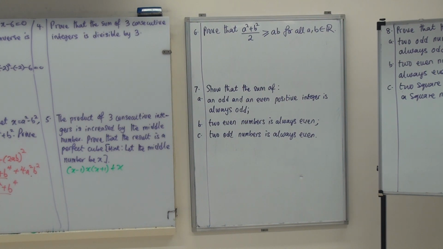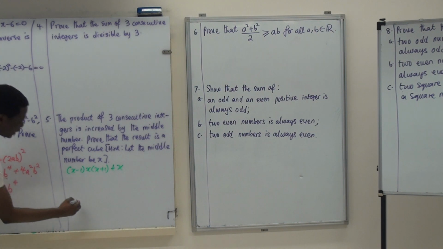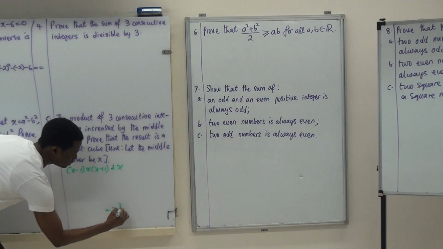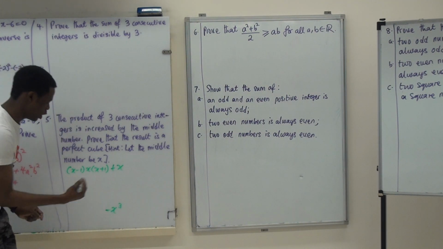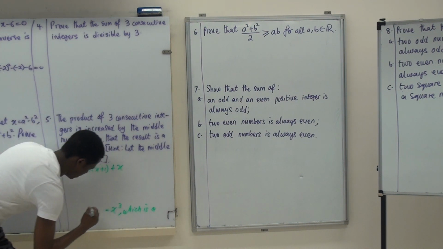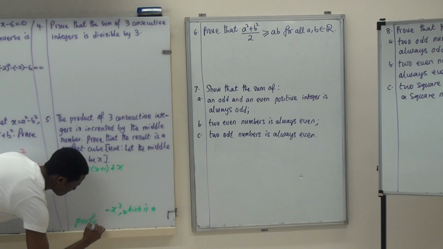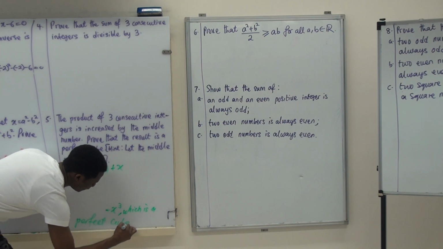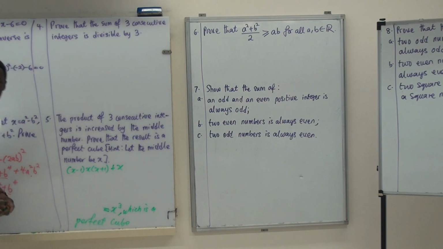Have you finished 5? Where's the problem? Okay, just write it like this. Good. That's it. I know most of you got something like this towards the end. So all you have to do is conclude, which is a perfect cube. No, that's an equality sign. That's how you conclude.